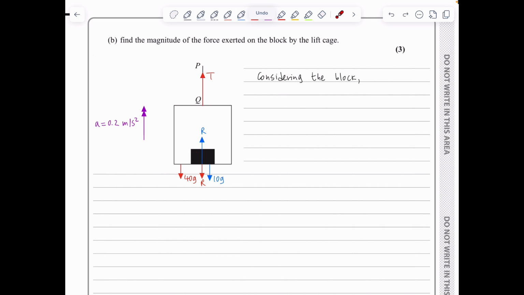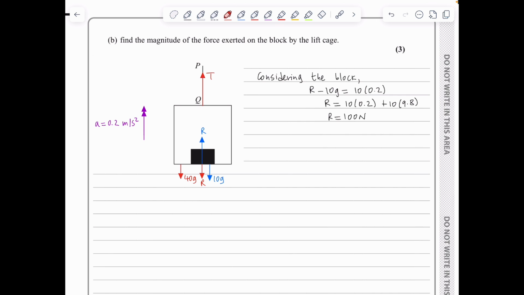So considering the block is moving upwards, so forces acting upwards minus forces acting downwards, it's going to be mass times acceleration. This means we're looking at R minus 10g being equal to 10 times 0.2. So we're looking at R being equal to 10 times 0.2 plus 10 times 9.8. This gives an answer of R, which is equal to 100 newtons.